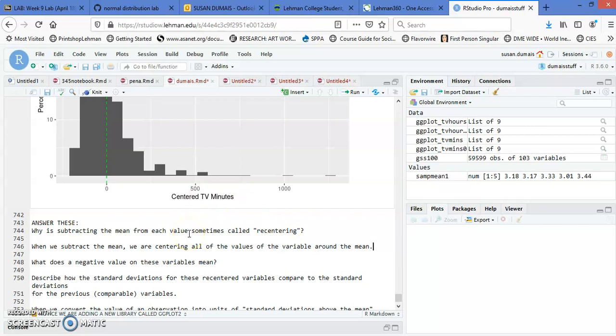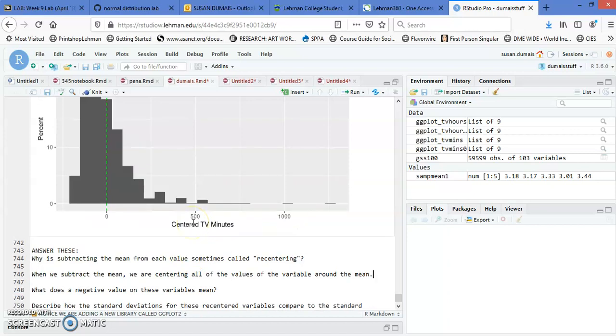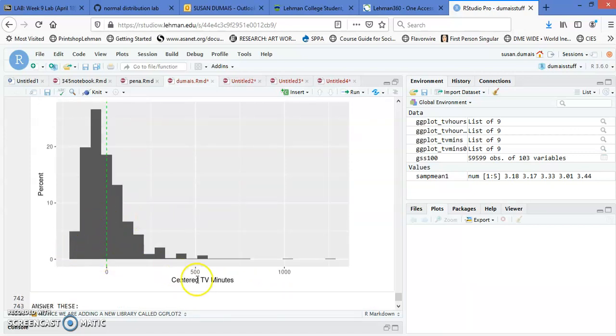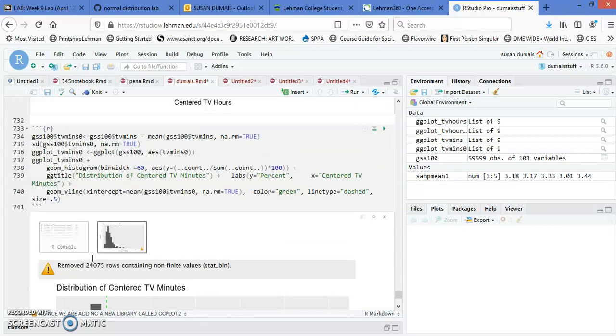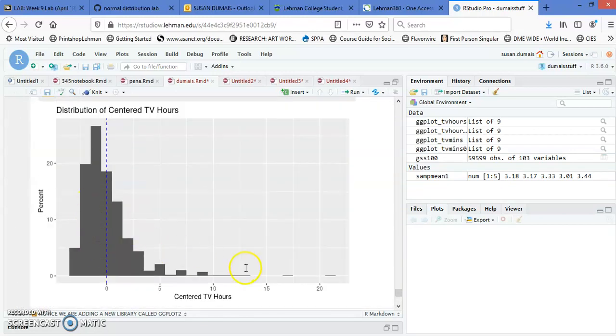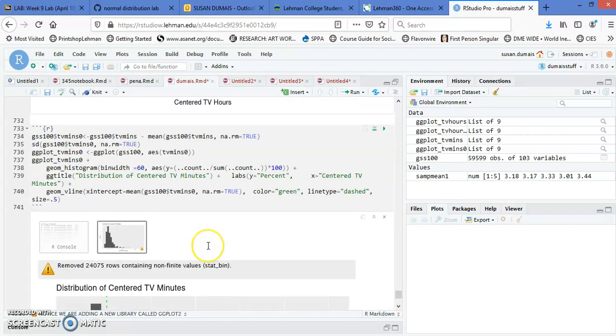What does a negative value on these variables mean? So, for example, centered TV minutes, you have some people on the left side of 0. They have negative TV minutes. Same thing up here for centered TV hours. There are some people whose value on centered TV hours is -1, -2. Why?